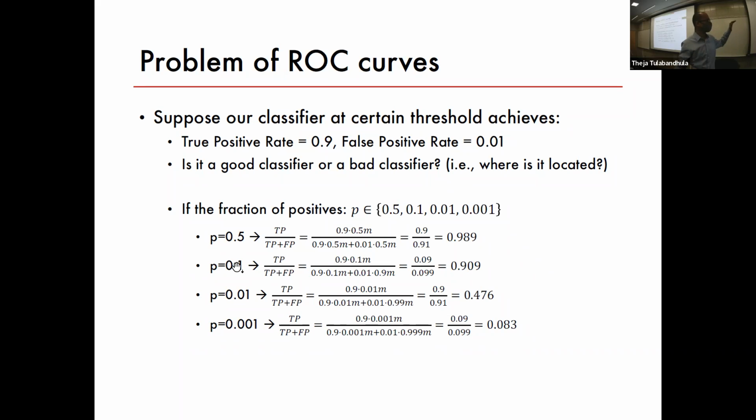But when the data becomes imbalanced, say when the fraction of positives is 0.1, the precision decreases. Now the precision is 0.9, when there are only 10% positives. Similarly, when there is only 1% positives, the precision is 0.4. And when there is less than 1% positive, the precision is like 0.08. So precision is decreasing, although we are seeing a high true positive rate and a low false positive rate. Depending on the class composition, we actually have low precision, and precision may be important in some applications. That leads us to a discussion about precision, recall, and some other measures.